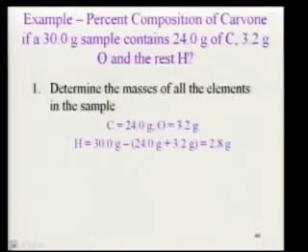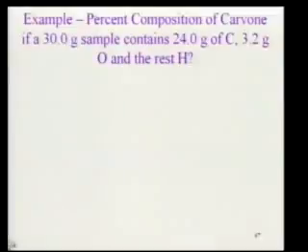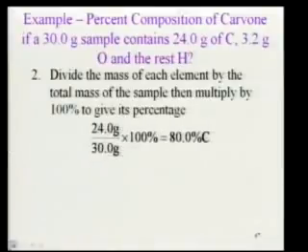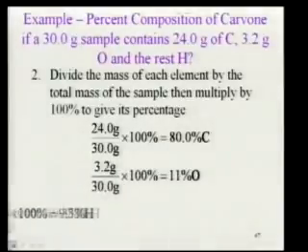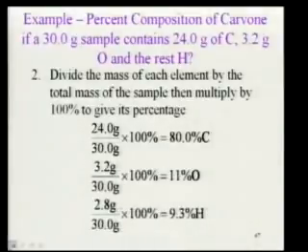Now in a 30-gram sample, what we're saying is we have 24 grams of carbon, 3.2 grams of oxygen, 2.8 grams of hydrogen. This is easy, right? The only thing I have to do is divide the parts by the whole. That's what I'm doing here. It's going to be 80% carbon, 11% oxygen, 9.3% hydrogen. Okay? Got it? Got it. Good.